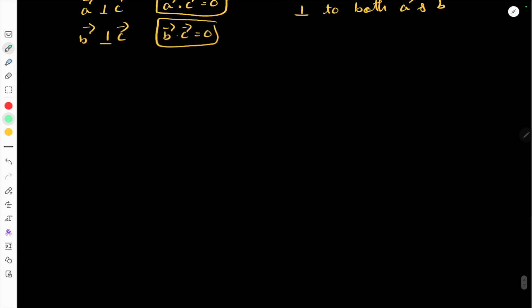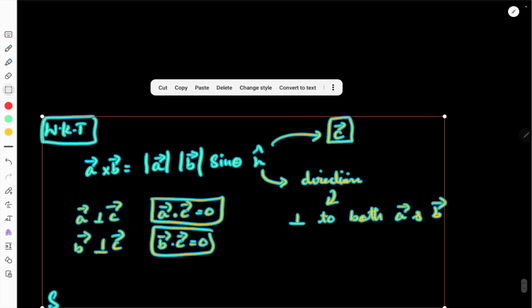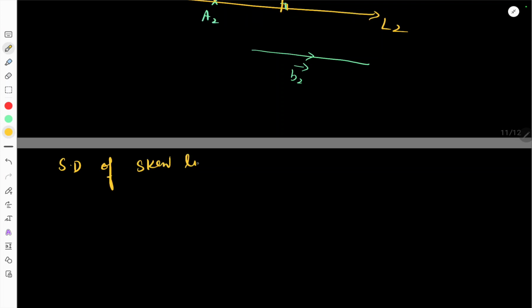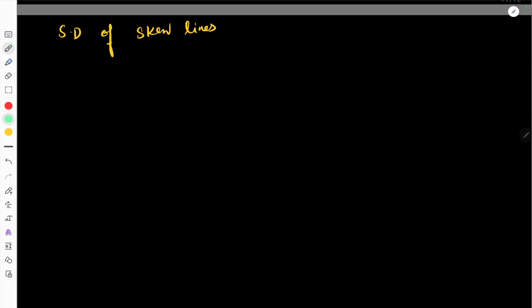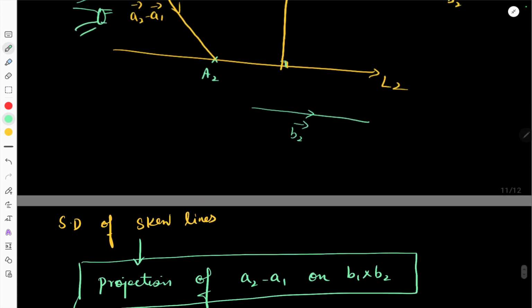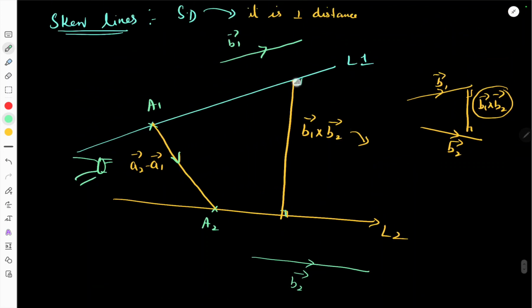So from here, the shortest distance of skew lines, we just have to remember this statement: projection of a2 minus a1 on b1 cross b2. Just this statement is enough. See here, I have to project this vector a2 minus a1 on this b1 cross b2 to get the magnitude of this shortest distance from here to here.